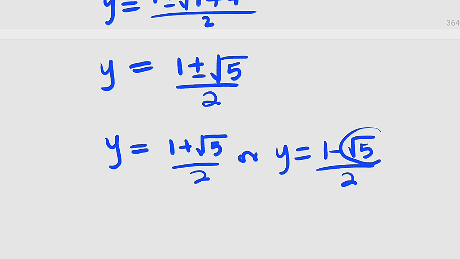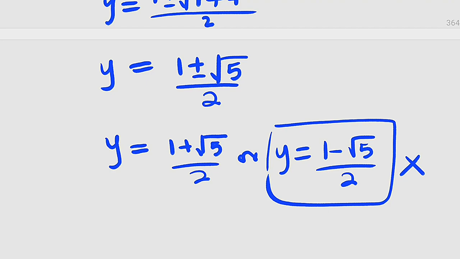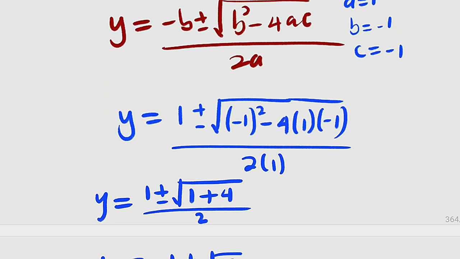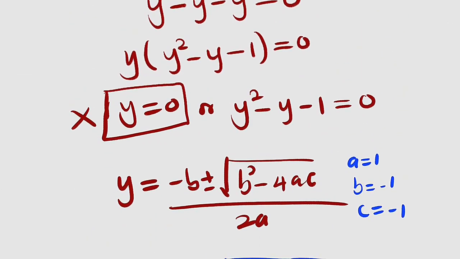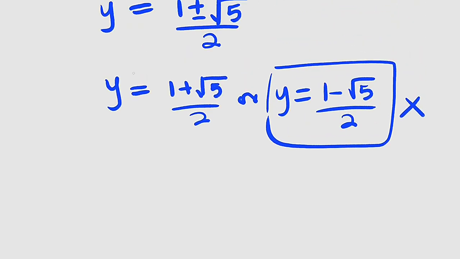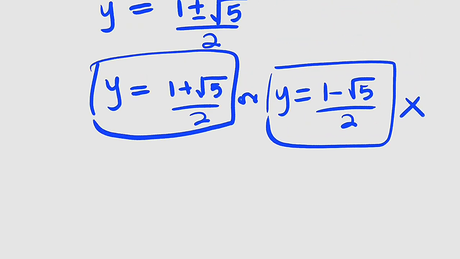You should know that square root of 5 is greater than 1. Therefore, this is a negative result, because 1 minus square root of 5 will give us a negative result. Therefore, we are going to discard this solution because there is no way 3 to the power of x will be negative. It's not possible. So we are going to consider this one as our solution.